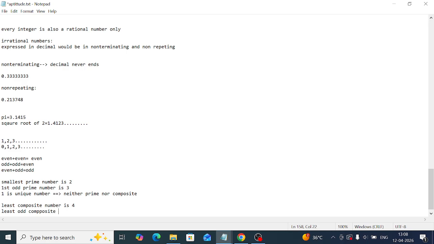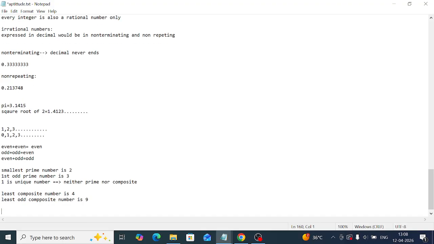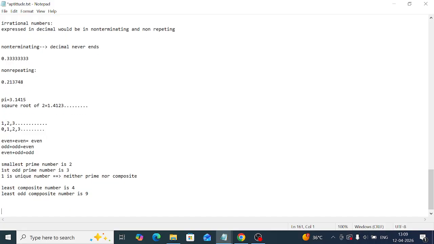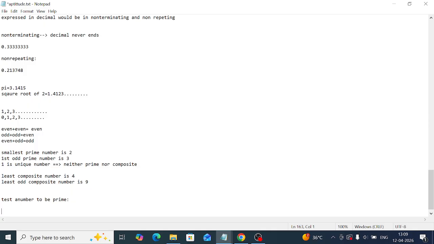Odd composite number, what? It is 9. Okay. Next, I will tell you one thing: how to test whether a number is prime or not. That I will tell you.